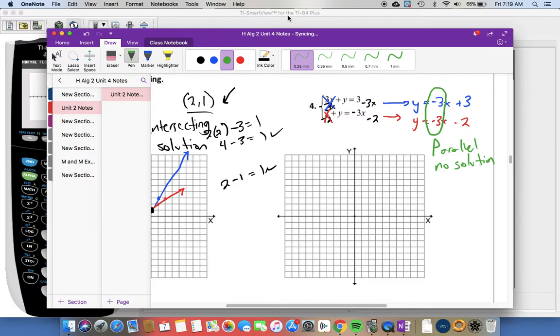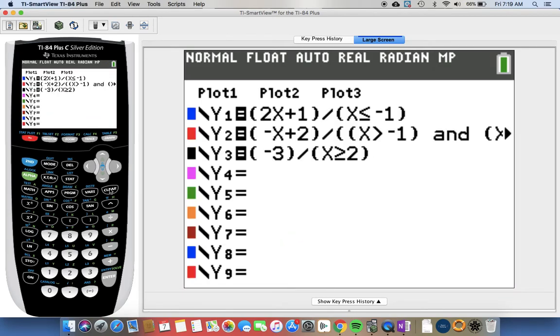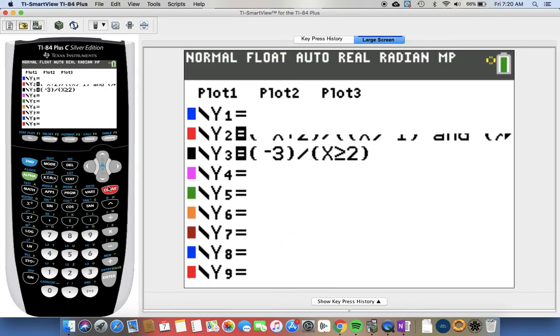But this would also be a good chance for you to practice, especially if this first one didn't make sense, kind of how to graph them. But I'm going to go ahead, put those in the graphing calculator. Notice I still have the piecewise graphs in there from earlier.